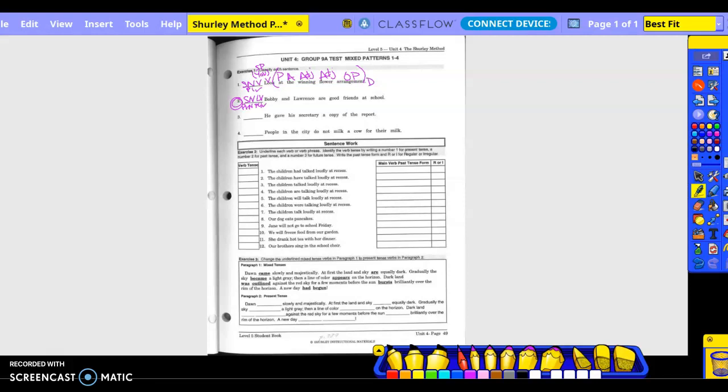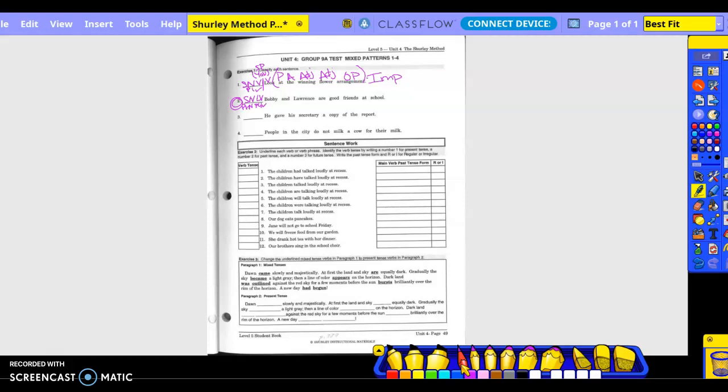Go back to the verb, divide the complete subject from the complete predicate. And it is a command because it's telling, right? Telling you to do something. Okay. Is there an adverb exception? No. Is the sentence in natural or inverted order? Natural. Okay. Number 3. He gave his secretary a copy of the report.